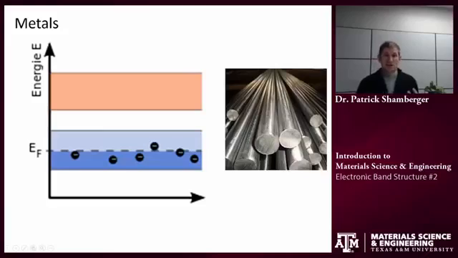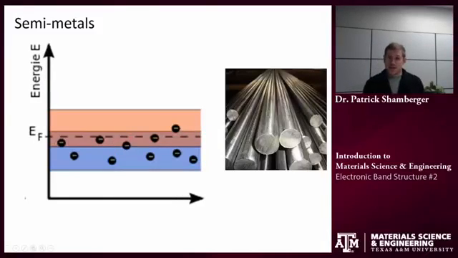So this is the classical picture of a metal. We have a partially filled band. Electrons can very easily be excited up to unoccupied orbitals, and once they're in these unoccupied orbitals, they're free to conduct around in a material.